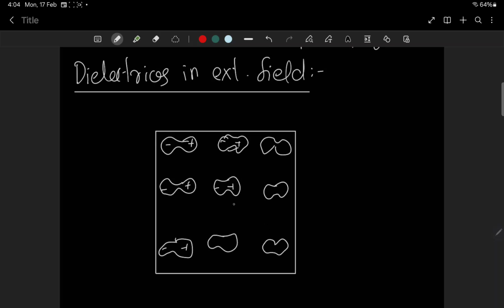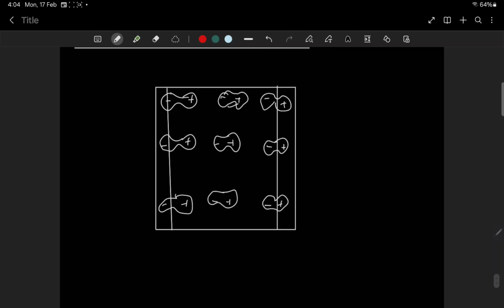Minus plus, minus plus, minus plus, minus plus, minus plus, minus plus. So the thing is that when we are considering this side, look, all minus signs came. So this is having a minus sigma charge density. Okay, consider this side, all positive charges are coming, with sigma charge density.